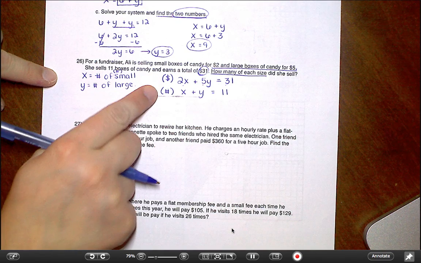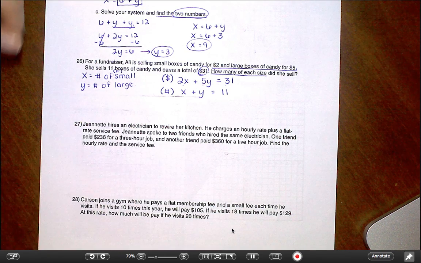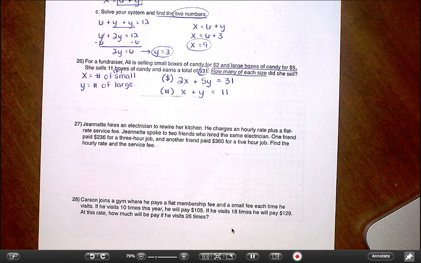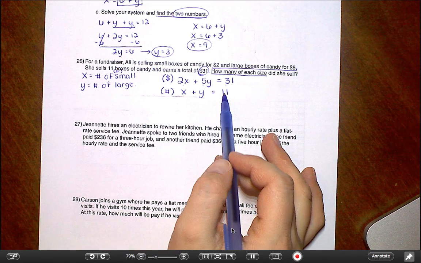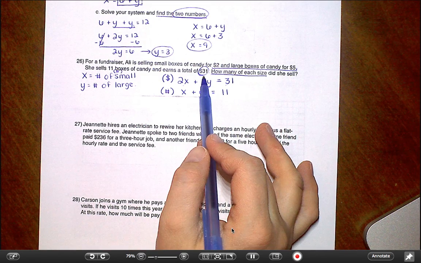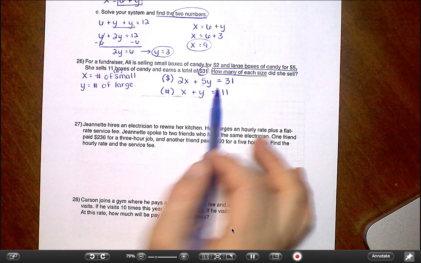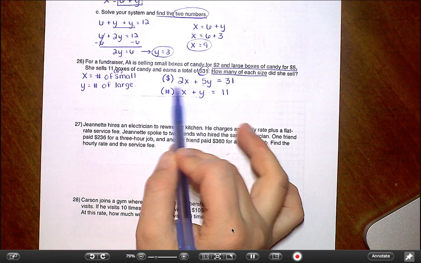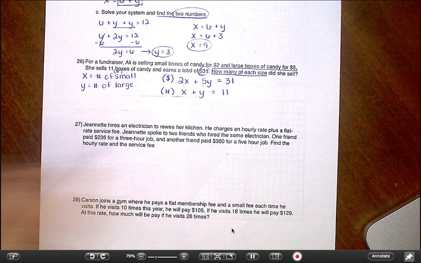This is a pretty common setup where you have one equation dealing with money and one equation dealing with the number. Just make sure you don't try to put the 11 in this equation or try to use the 31 down here. This equation is all the money stuff and this equation is all the number stuff.